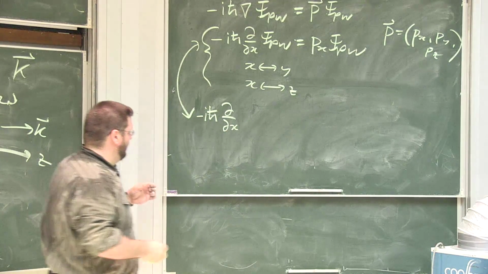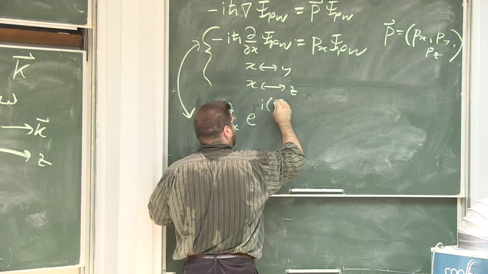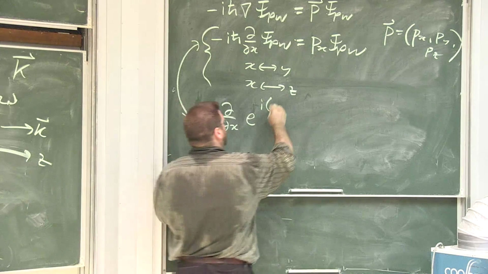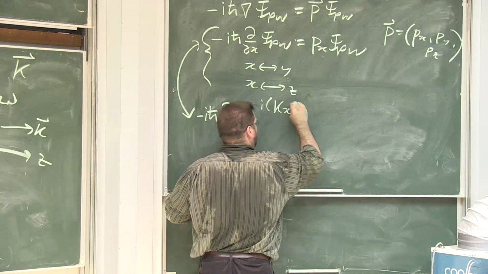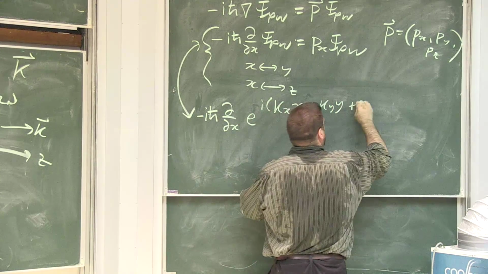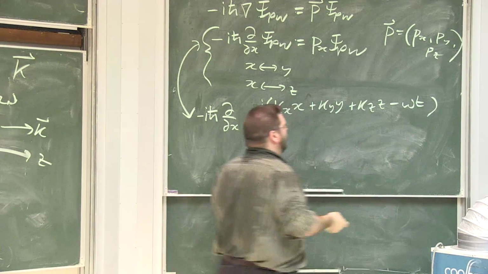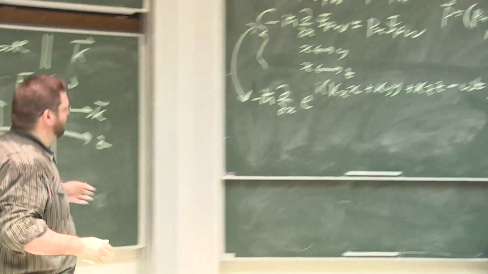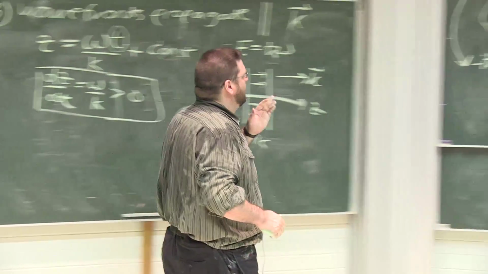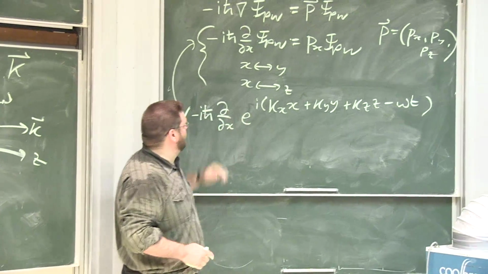I need to write my plane wave out. So I've got e to the i into k dot r minus omega t. But let me write out k dot r explicitly as kx x plus ky y plus kz z. Now I could be a smart ass and change my coordinate system to get rid of everything but x, but let's not be that fancy. So minus i h bar d by dx acting on the plane wave.